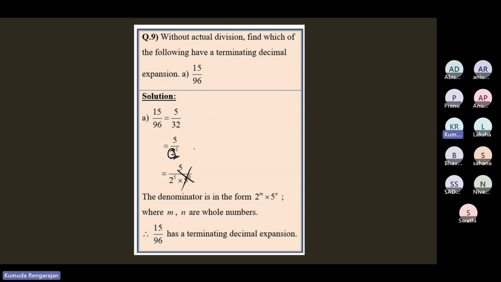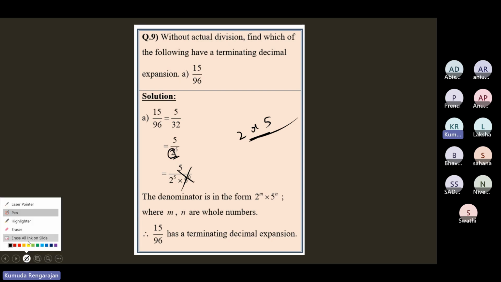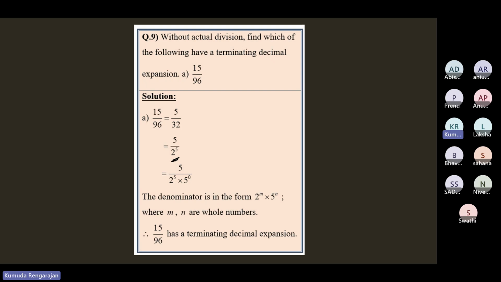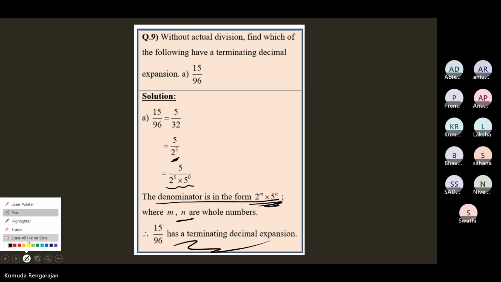So terminating decimal expansion. Either 2 or 5 or both 2 and 5, nothing other than 2 or 5. So 2 to the power 5, I write it like this, because 5 is not there, 5 to the power 0. So the denominator is in the form 2 to the power m into 5 to the power n, where m and n are whole numbers. Therefore, it has a terminating decimal expansion. These are the steps.